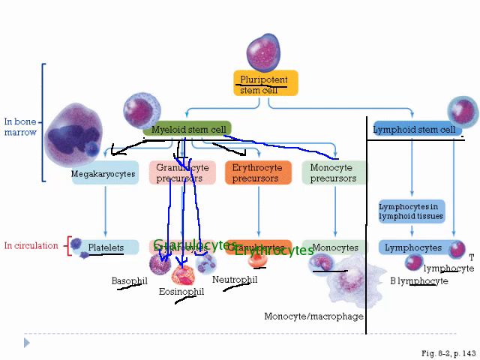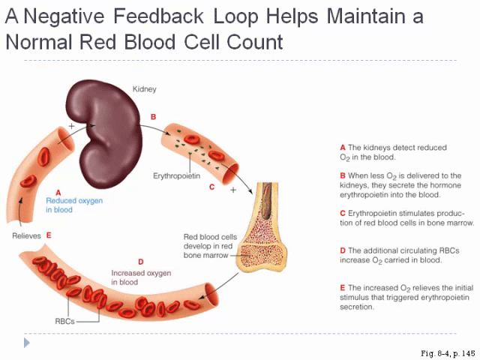From this myeloid stem cell, once it's committed to being a monocyte precursor, it can never be a red blood cell. And what determines what type of cell these stem cells become is the presence of certain growth factors. So here's an example using erythropoietin, which is a growth factor for red blood cells.